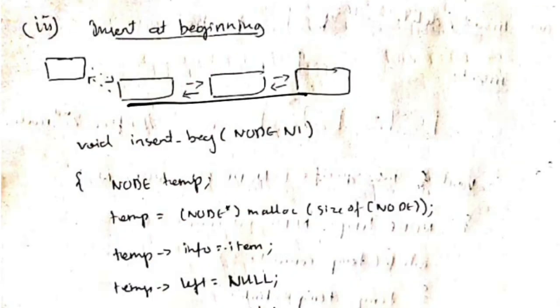Suppose that this is the linked list. If you have to insert at the beginning, the left part of the first node will point to the newly created node, and the right part of this new node will point to the first node. Okay, in that way you can insert at the beginning.